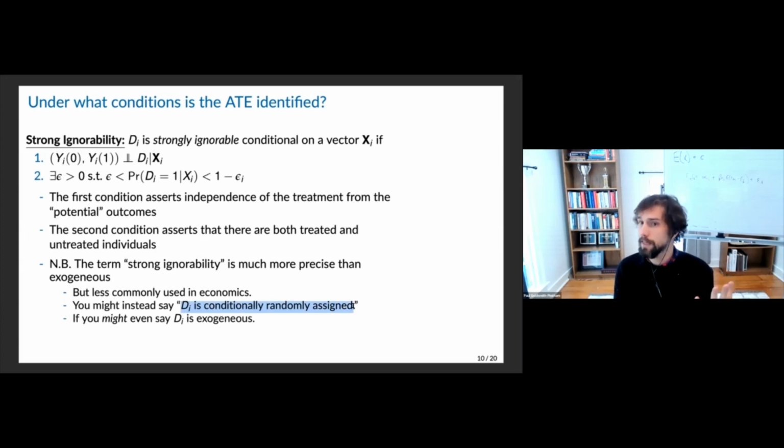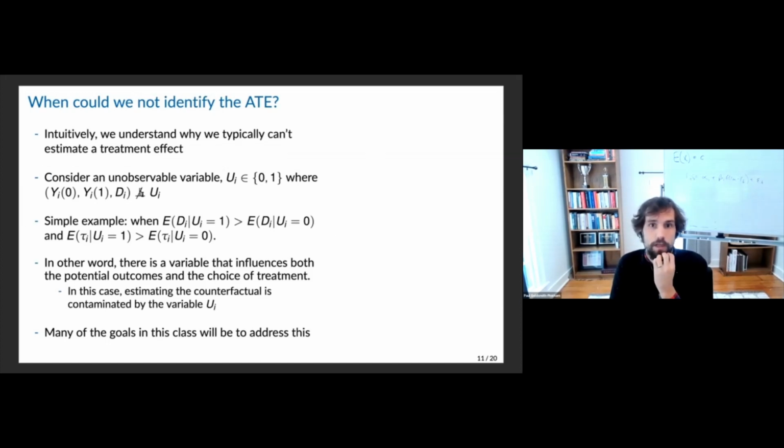If you were trying to be clear, what you might say instead is, DI is conditionally randomly assigned, right? The idea is that if DI is randomly assigned, that's when strong ignorability is satisfied. If you were trying to be clear with somebody who hadn't taken this class, or somebody who got their PhD 30 years ago and didn't follow this sort of thing, you might say that's exogenous as well. But conceptually, this is the key definition we'll need, and under that condition, that's going to basically get us identification.